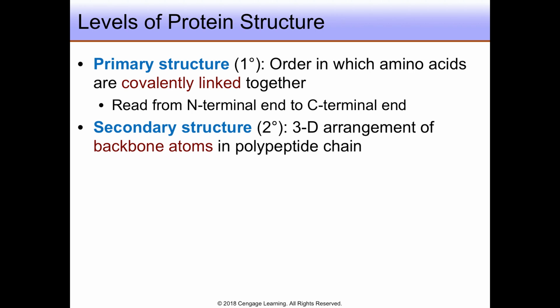There are three levels of protein structure that are present in all proteins, and a fourth level in some. The primary structure is simply the order of the amino acids as they link together in the chain, reading from the N or nitrogen to the C or carboxy terminal. The three-dimensional arrangement of the backbone atoms makes up the secondary structure of the protein.